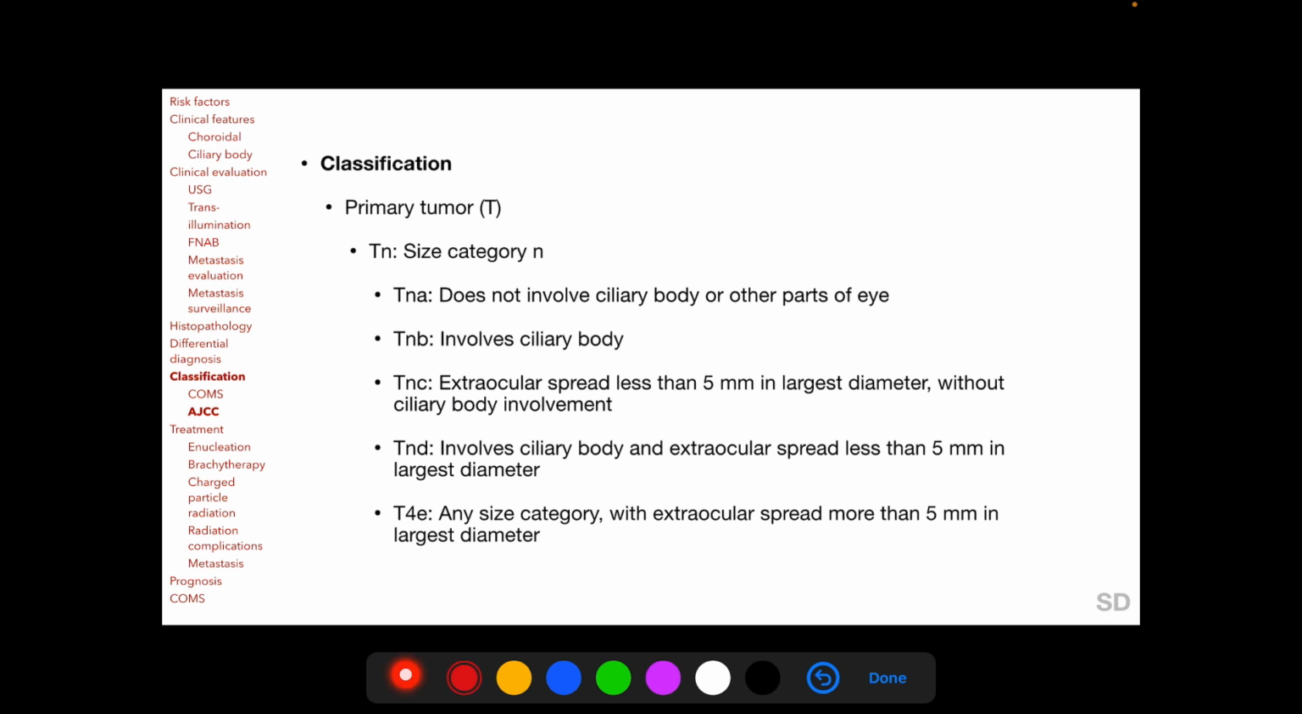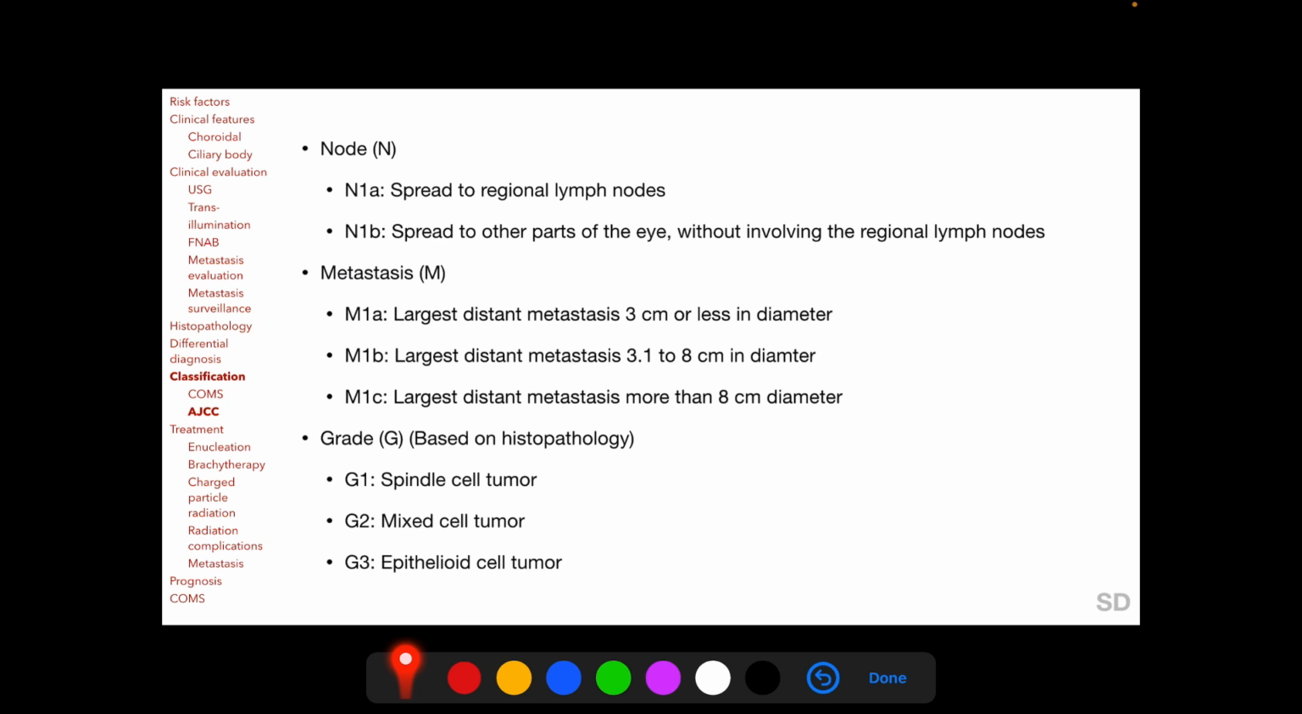So what is important to remember is that apart from size of the primary tumor, involvement of the ciliary body and presence of extraocular spread are important in the classification of the tumor in the AJCC system. The AJCC system also takes into consideration the presence of lymph node involvement, presence of metastasis, and the histopathologic grade of the tumor in classifying choroidal melanoma patients. And the subcategories for node metastasis and grade of the tumor is similar to the AJCC classification for iris melanomas, which we have discussed in the previous session.